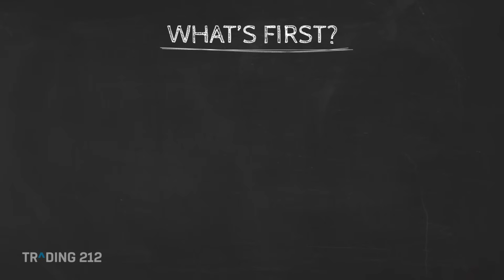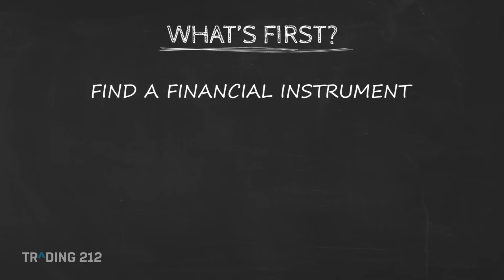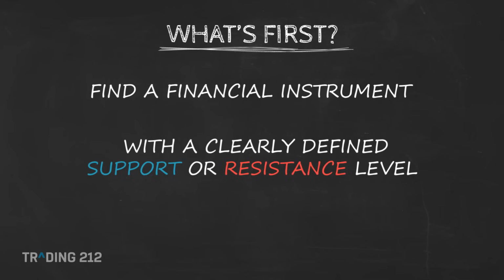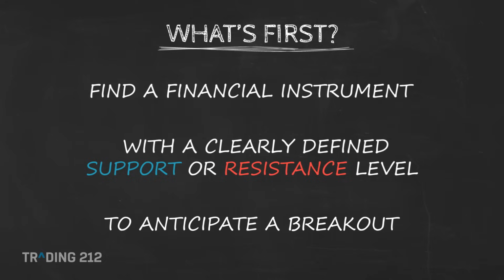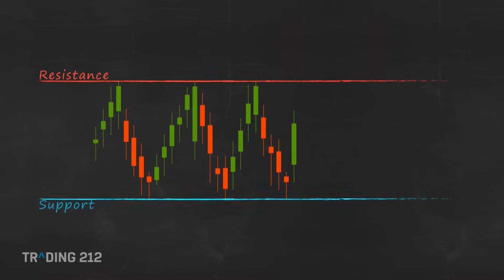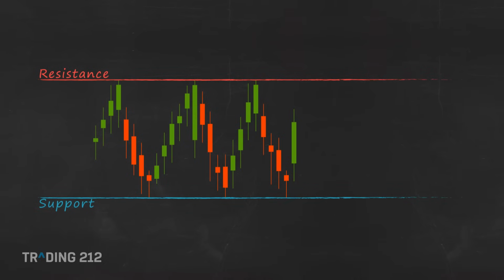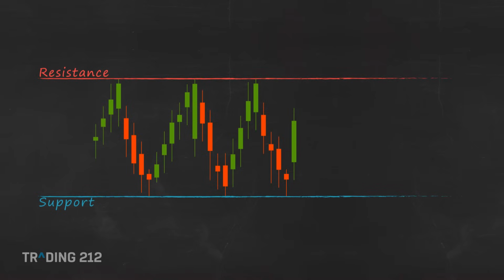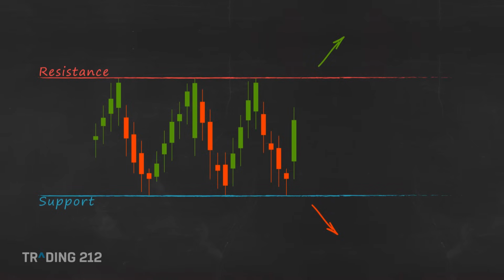So what's first? First, you need to find a financial instrument, a currency pair, stock or commodity with a clearly defined support or resistance level. We only need one clearly defined support or resistance level to anticipate a breakout. However, a trading range created by both a support and resistance level is more beneficial as you can take advantage of the breakout in either direction, so either above or below the current range.